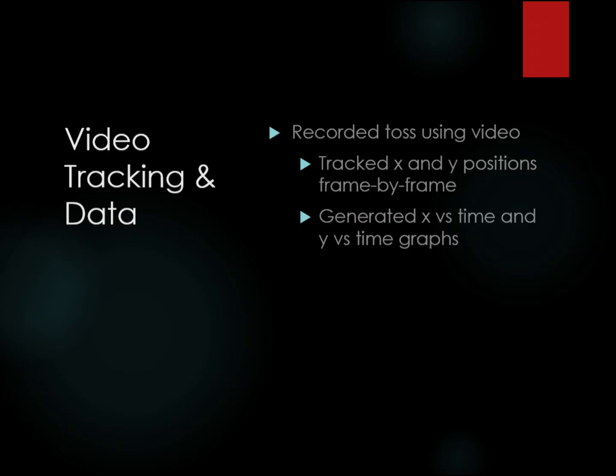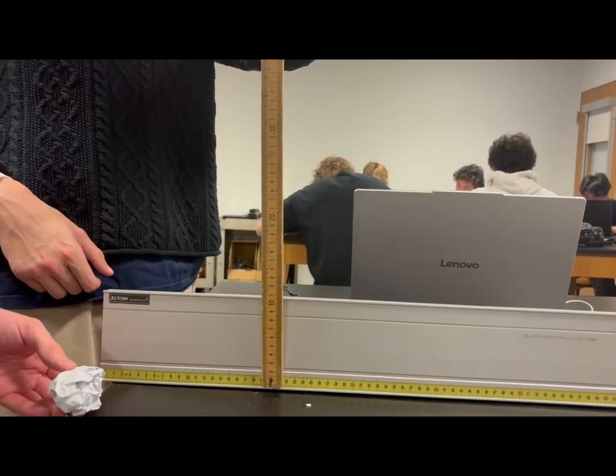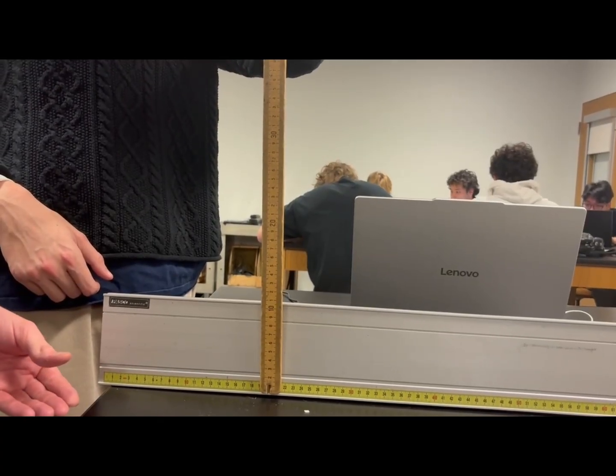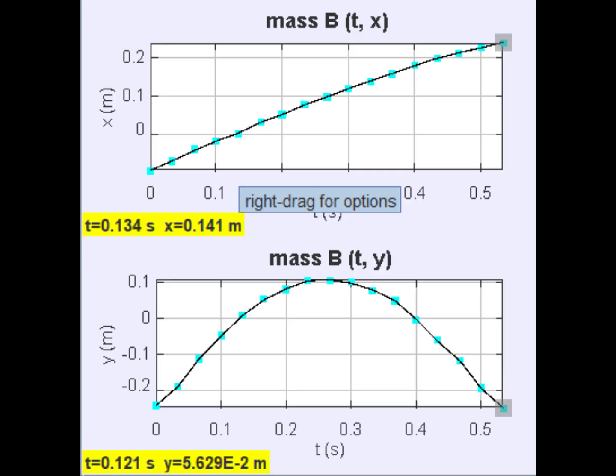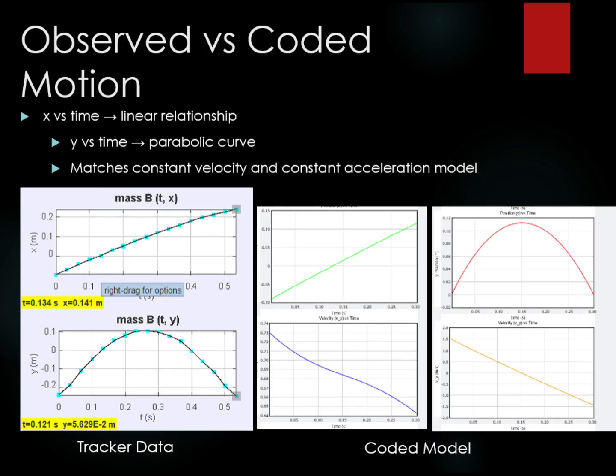We recorded a video of the paper ball and tracked its position frame by frame. The results showed x versus time was nearly linear. Y versus time formed a downward opening parabola. These match the theoretical model, which is designed using Python in GlowScript, as shown with this code in graphs.